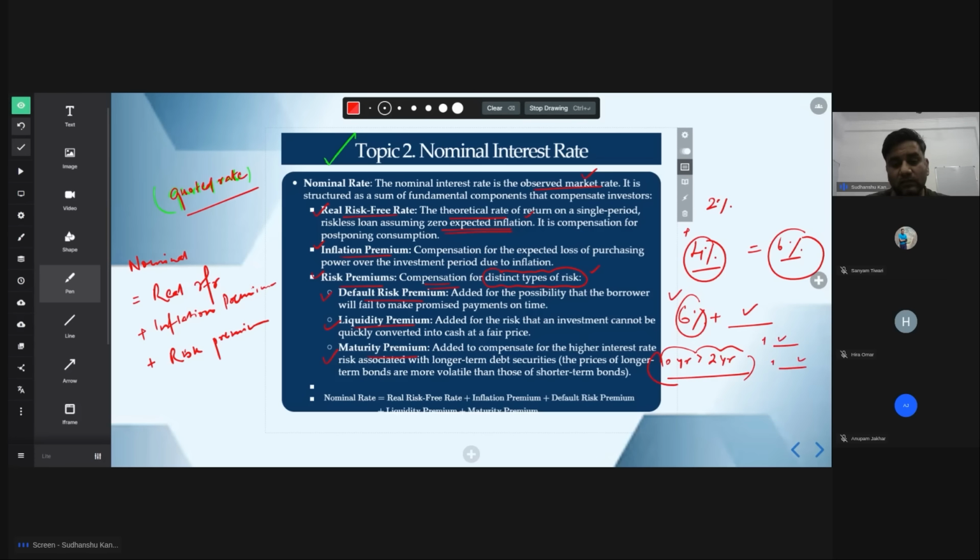I got the notification. So what I'm trying to tell you here is that every interest rate that you see in the market, let's say 9%, 8%, 10%, is like a layered cake. The base is the real risk-free rate, then you have the inflation premium, then the toppings are your risk premium, where you're adding default, liquidity, and maturity. Together they make up the return that investors expect from holding that security. So that's the whole point: default risk premium, liquidity, and maturity.